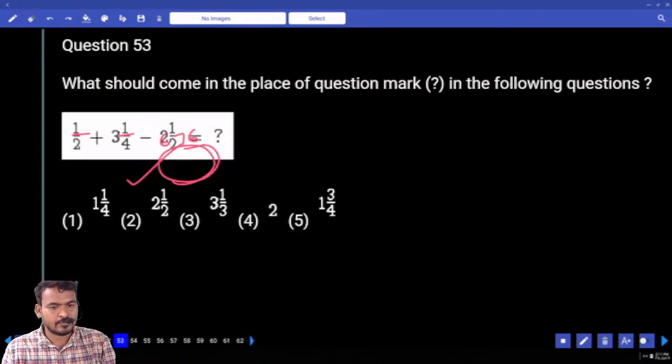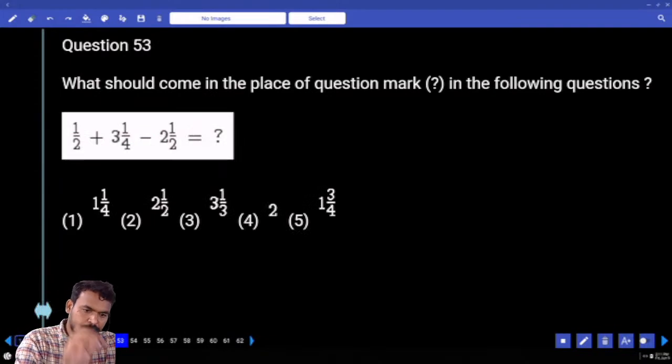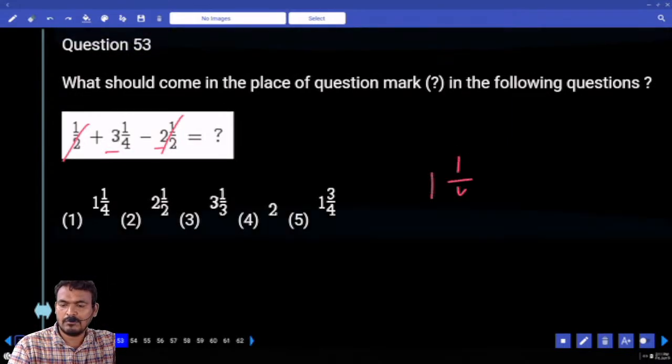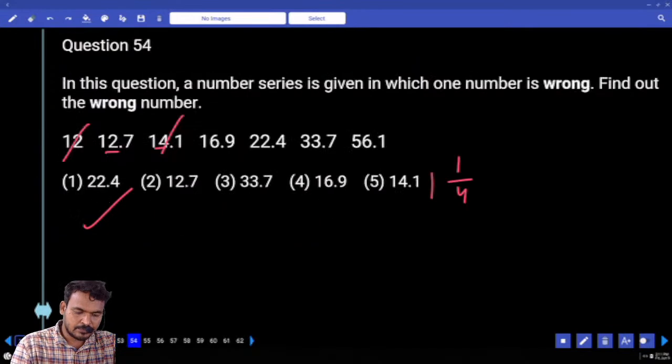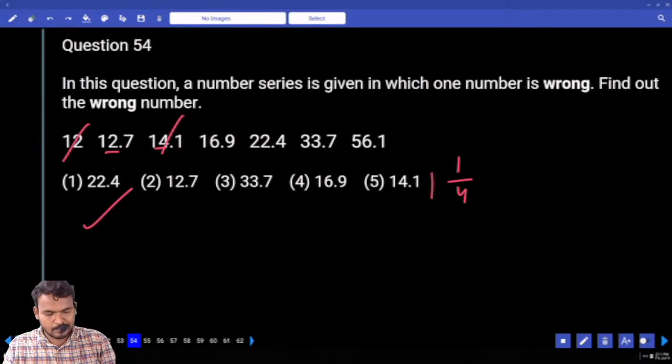Next question, number 53. First of all, plus 1 by 2 minus 1 by 2 cancel. And 3 minus 2 is 1. Then the answer is 1 by 4. Next, 54. Wrong number.